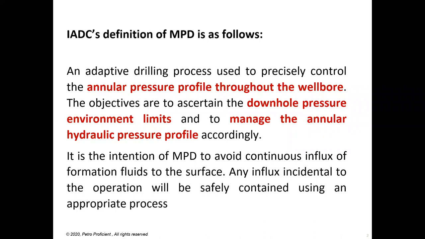So this is the main differentiating factor between UBD and MPD. In UBD, we are producing while we are drilling. In MPD, we are not producing, we are not supposed to produce. Any influx incidental to the operation will be safely contained using an appropriate process. So the process is the MPD process, and this is how we control the influx if at all we get one during the drilling operations. This is the whole purpose of MPD basically.